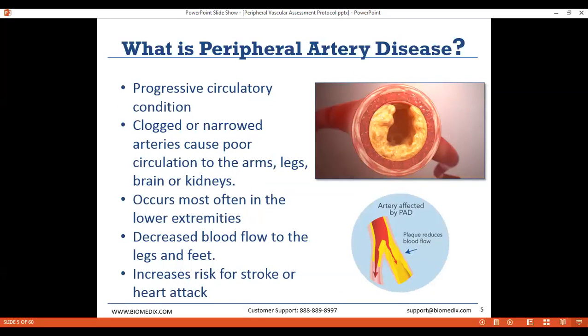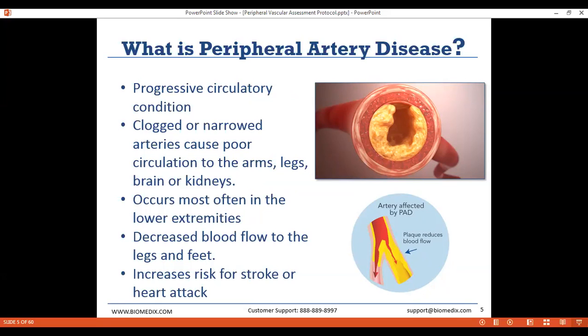Jumping right into the disease itself, peripheral artery disease is a progressive circulatory condition that's characterized by clogged or narrowed arteries to the extremities, which can cause poor circulation to the arms, the legs, the brain, or the kidneys. It occurs most commonly in the lower extremities, the legs, the ankles, and the feet, and that's the focus of both the PADnet device and our webinar today.